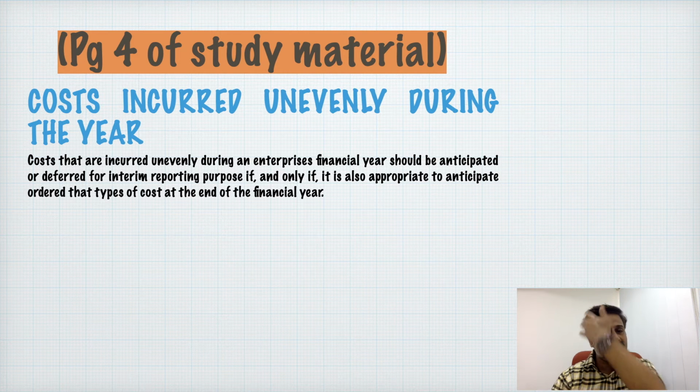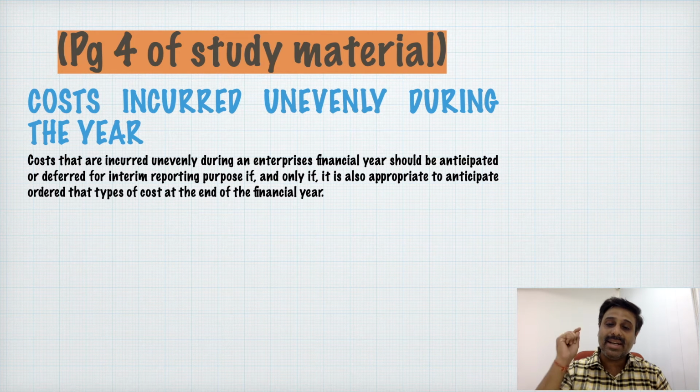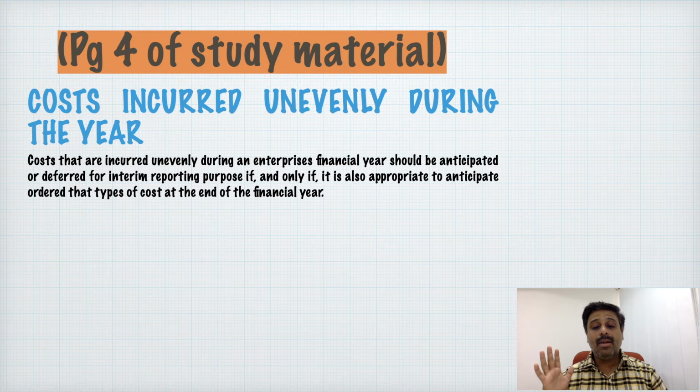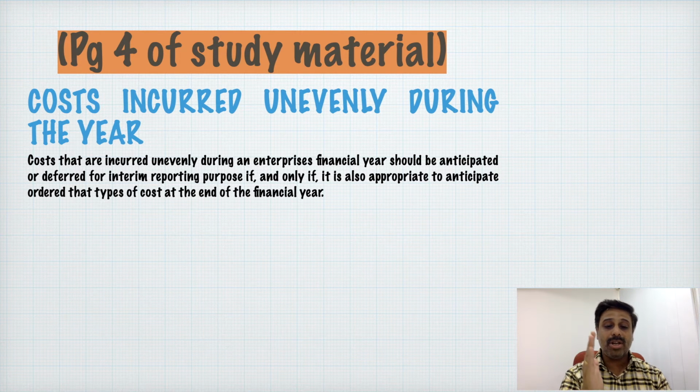So if any cost is incurred unevenly during the year, if in the yearly financial statements you can defer it to coming years, then in quarterly financial statements also you can defer it to coming quarters. If in yearly financial statements you cannot defer it to the coming years but take it in that year only, then in quarterly financial statements also you take it in that quarter. Okay, so whatever principle you follow in yearly financial statements, the same is to be followed in quarterly financial statements.